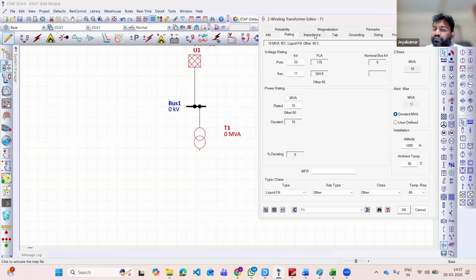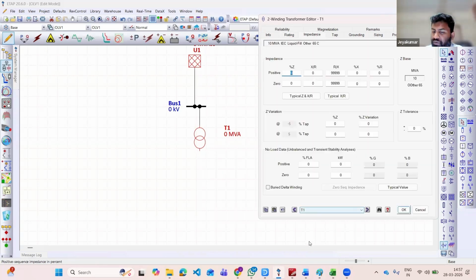Right. Second, a few things that we talked about. So here is impedance, you need to mention impedance. Generally, while specifying the transformer, by default, you have to specify some information.